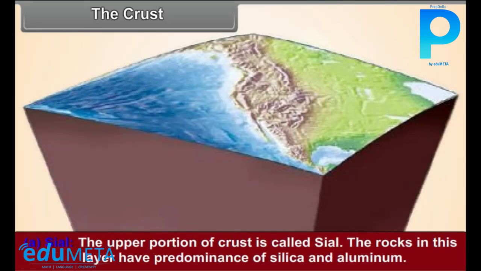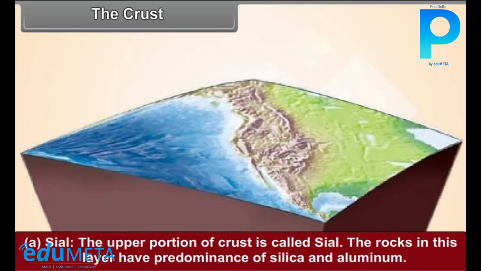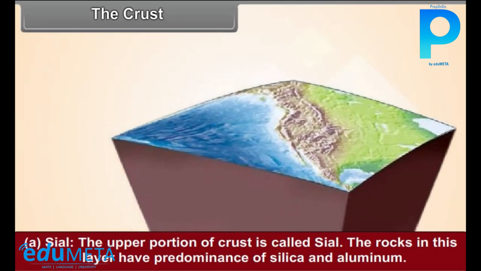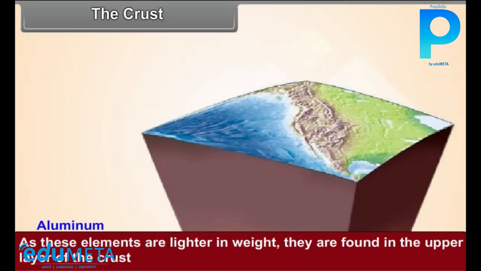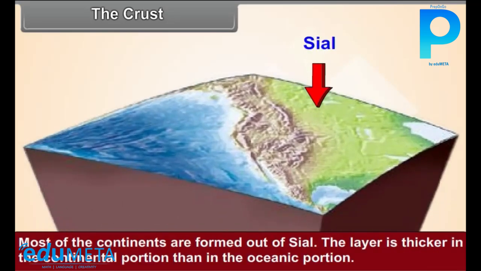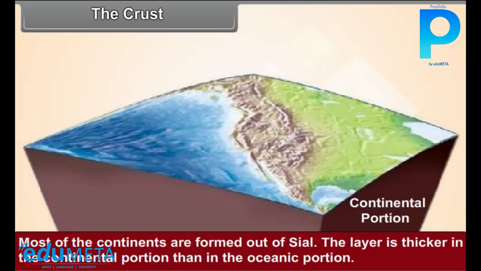Sial. The upper portion of the crust is called sial. The rocks in this layer have a predominance of silica and aluminium. As these elements are lighter in weight, they are found in the upper layer of the crust. Most of the continents are formed out of sial. The layer is thicker in the continental portion than in the oceanic portion.